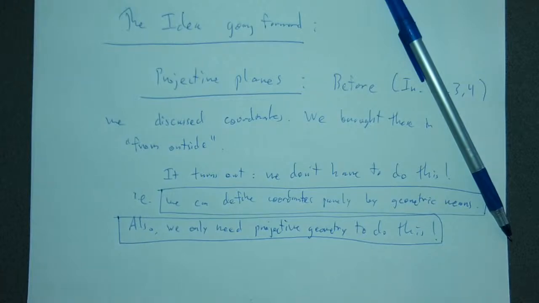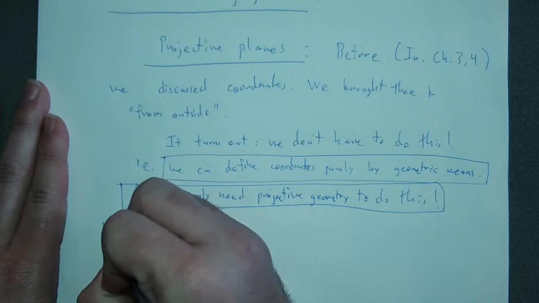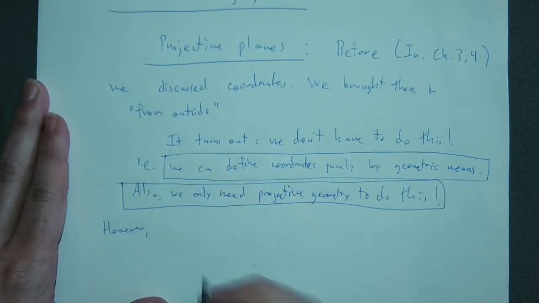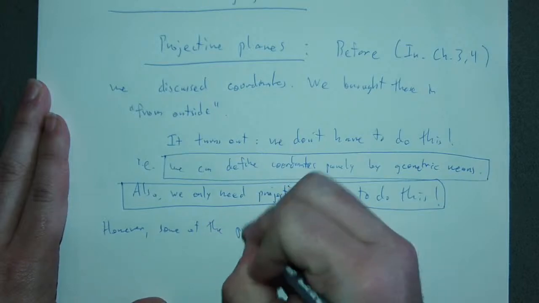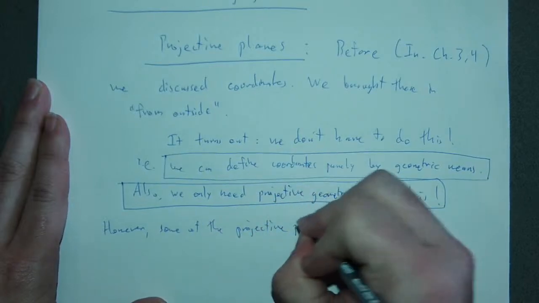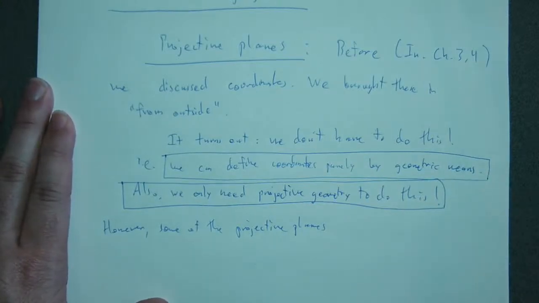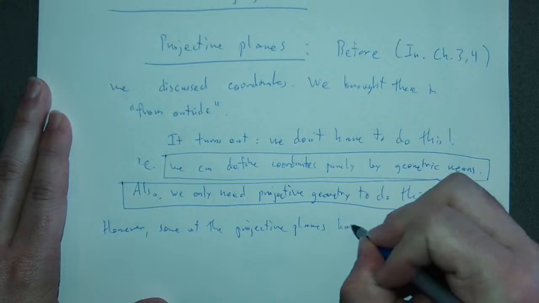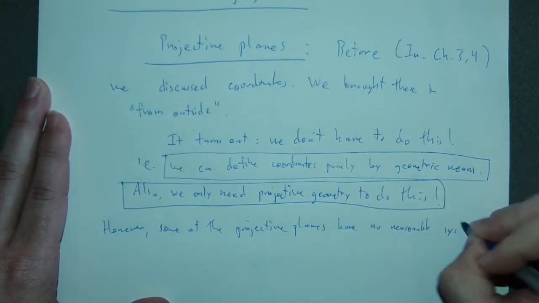Now, it turns out that doing it in complete generality for projective planes is not going to be something that we can do. However, some of the projective planes, right? So we know that there's a bunch of examples of projective planes. So some of the projective planes have no reasonable system of coordinates. Okay.